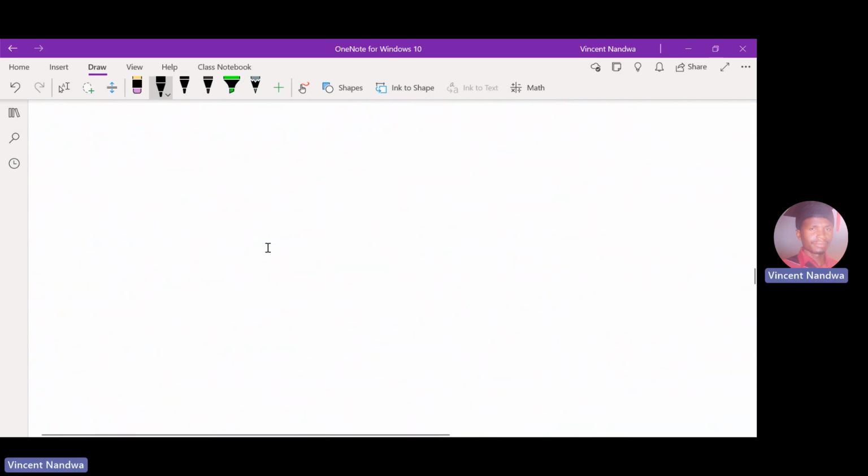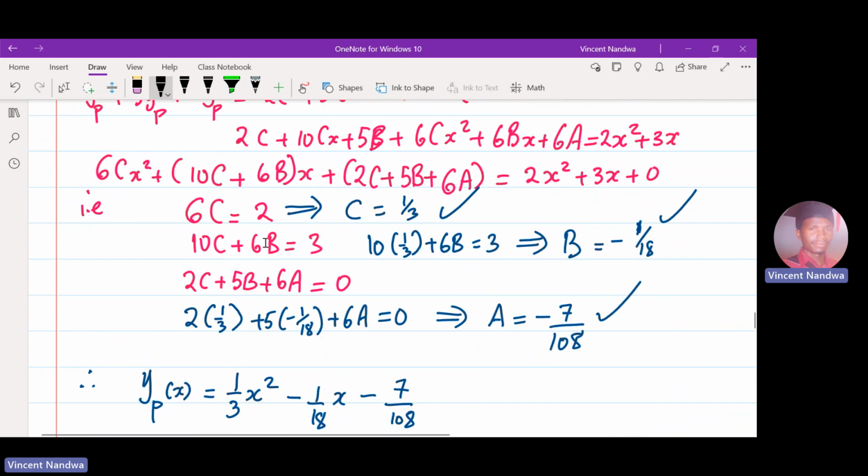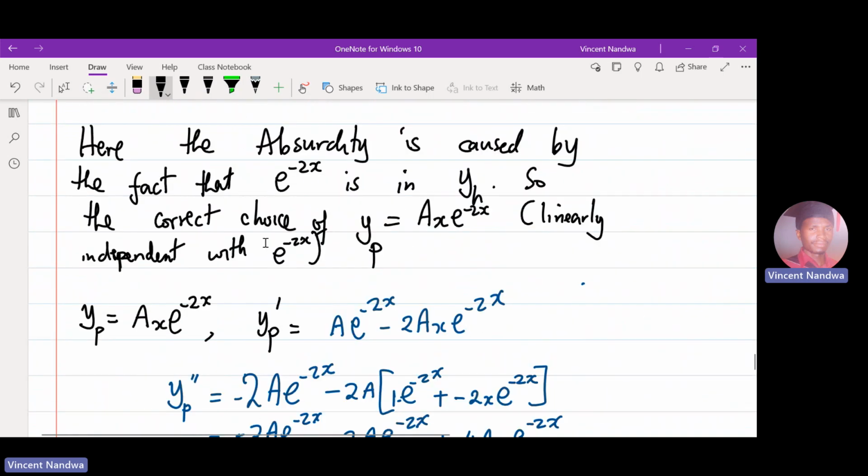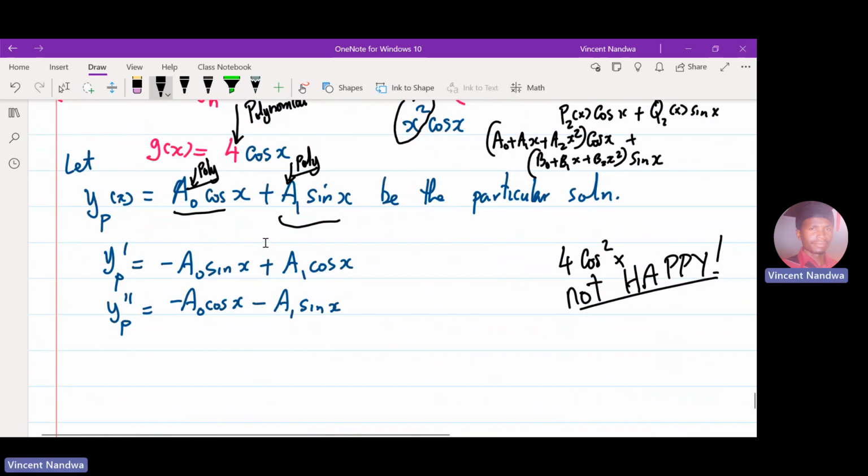But here, from the word go, we'll say that when that is the thing we are not happy with, this method is not going to help us. So think of a different method. So substitute.